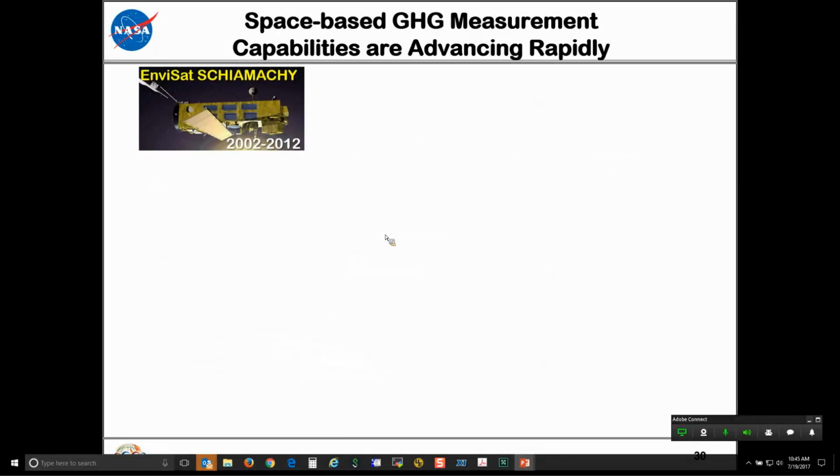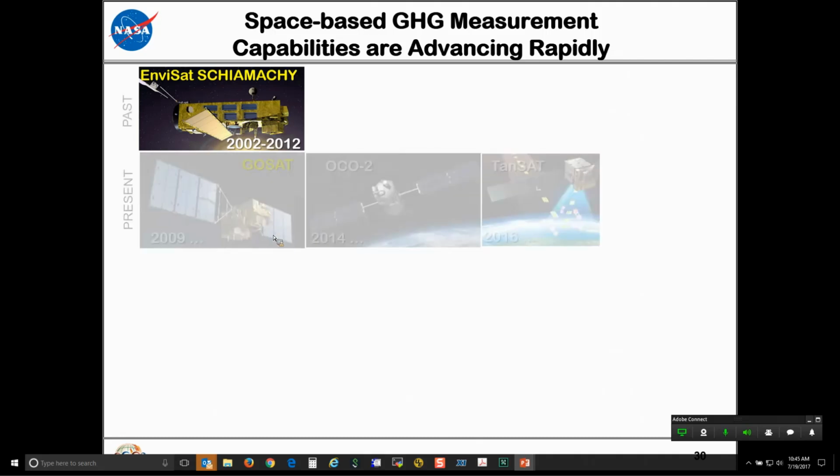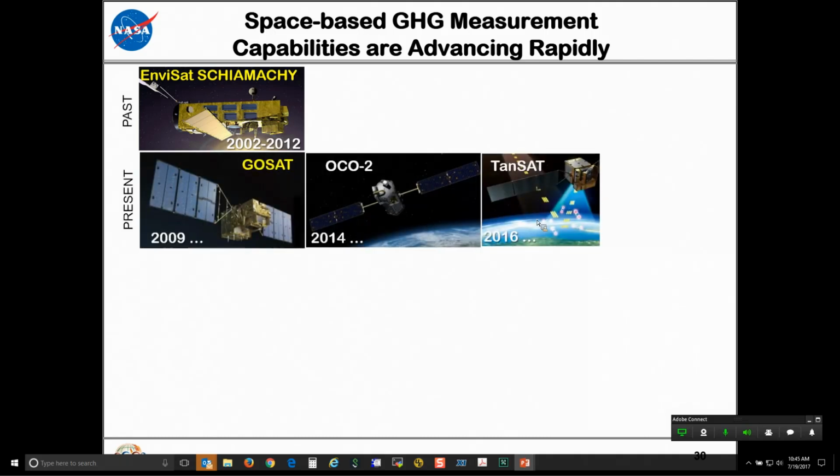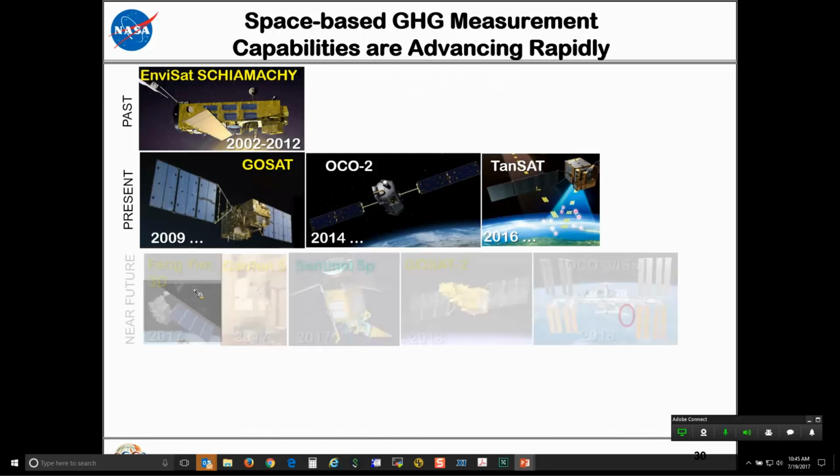Okay, OCO2 isn't the only game in town for making greenhouse gas measurements. It was preceded by the SCIAMACHY instrument on Envisat, which operated from 2002 to 2012. The GOSAT instrument's been flying since 2009. We launched in 2014, and on December 22nd of last year, TanSat launched, the first Chinese CO2 satellite. There's a lot coming up in the very near future.